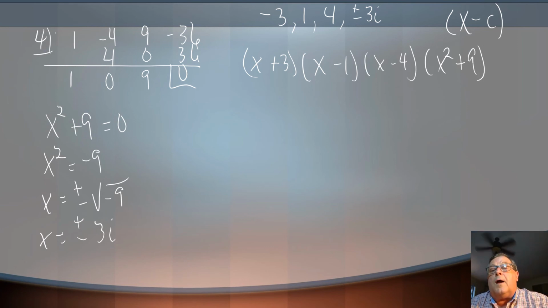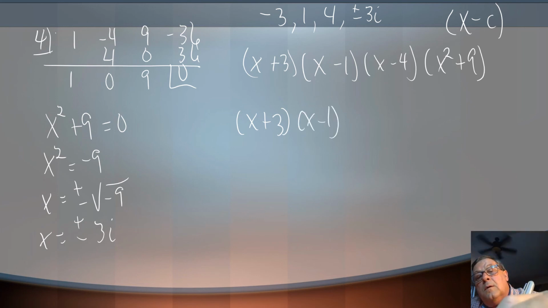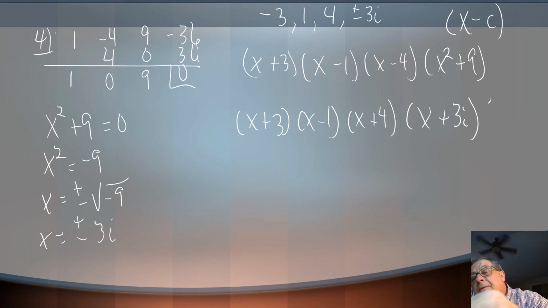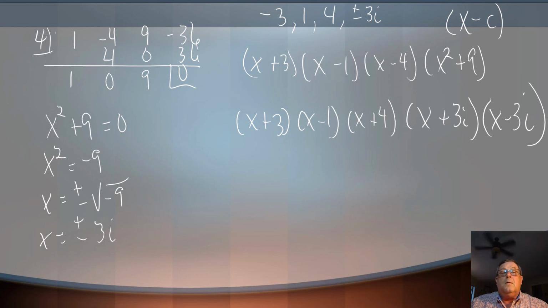All right, and then we're going to write them as the product of linear factors, which again, the first 3 are going to be the same. x plus 3, x minus 1, x minus 4, and then x plus 3i, and then lastly x minus 3i. And shazam, we have done it. We've been finding the zeros, baby.